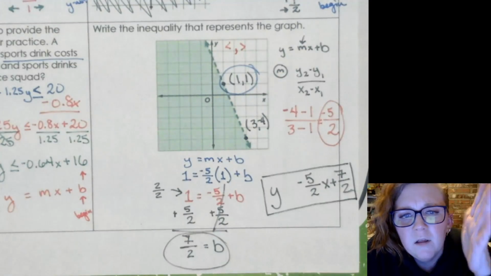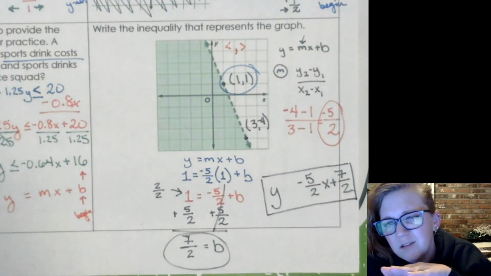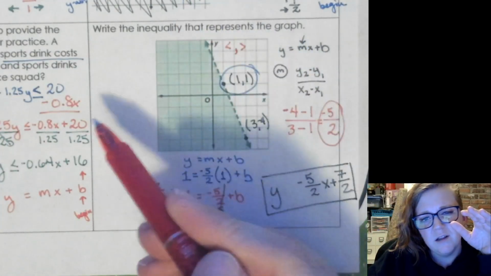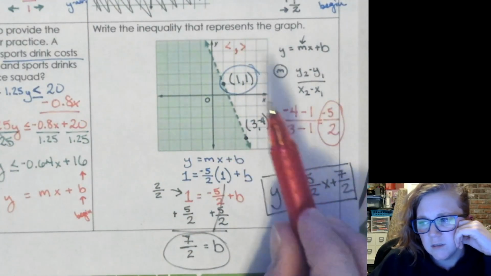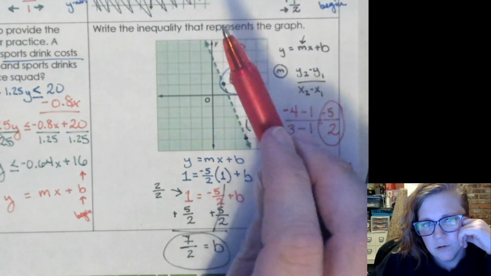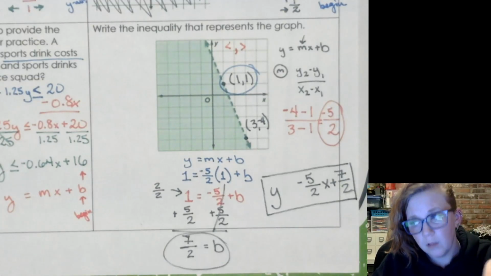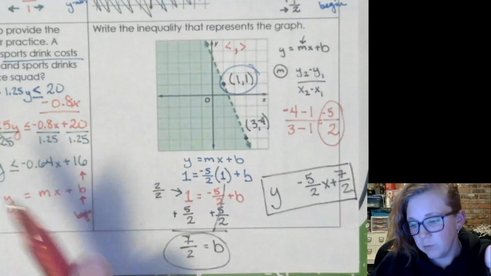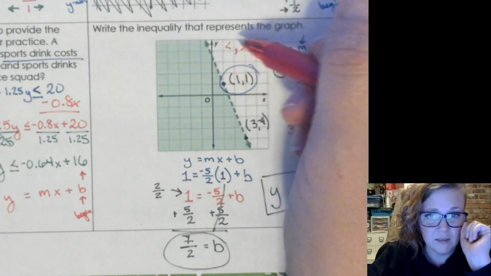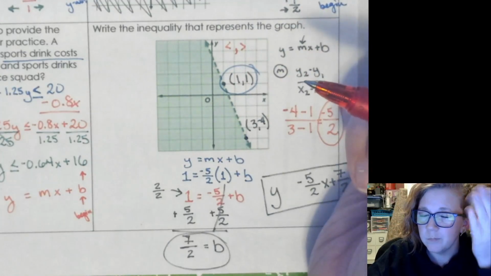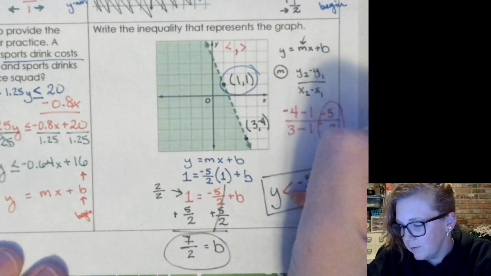Now, look at the shading. Is the shading under the line or above the line? Is it above it or is it below it? Hopefully you said below. So if it's below the line, which one is below? Is it less than or greater than? Hopefully you said less than.